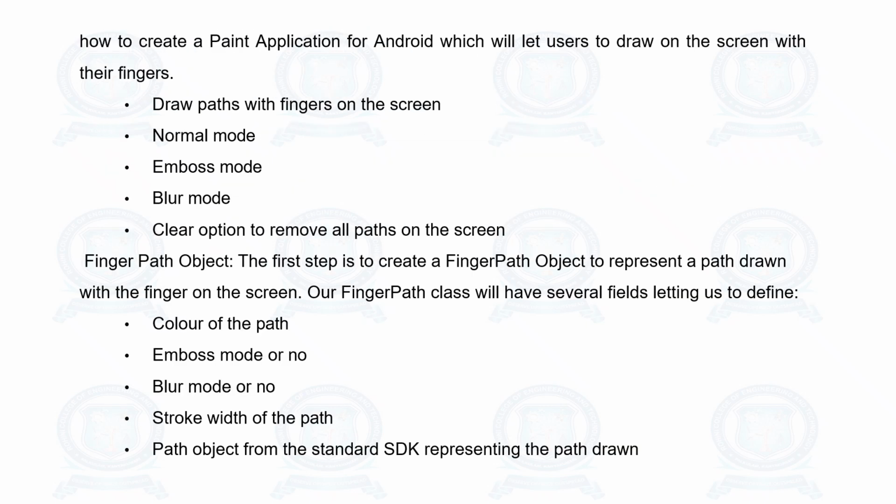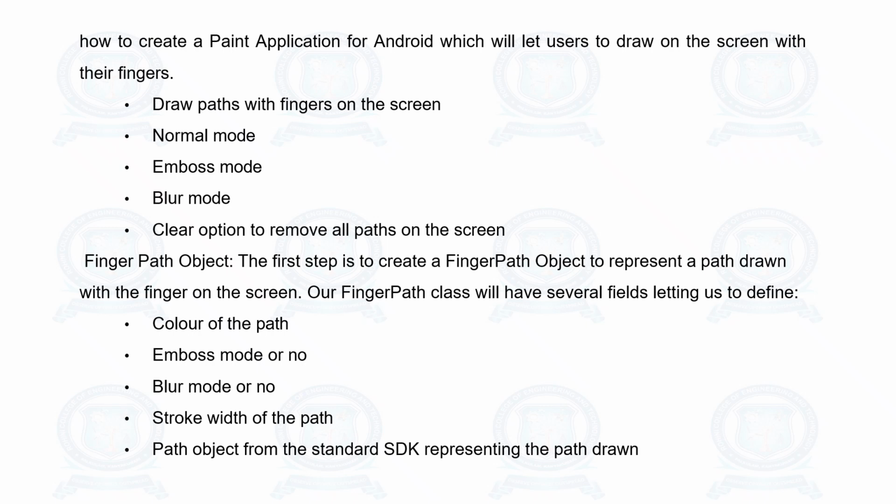This is a basic concept: how to create a paint application for Android to draw on a screen with the finger. Draw a path with the finger on the screen in normal mode, emboss mode, and blur mode, with a clear option to remove all paths on the screen.